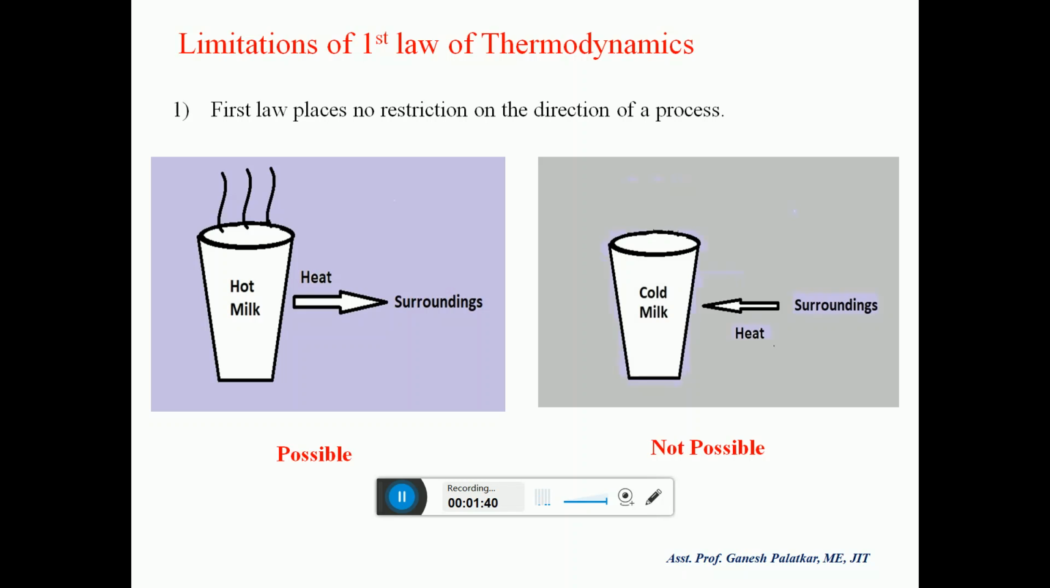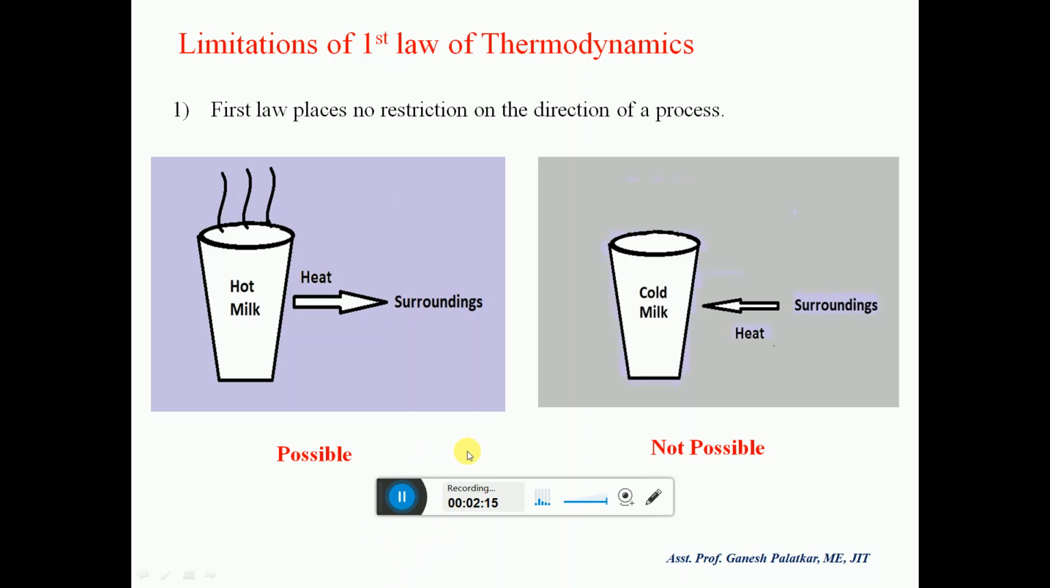Further, it is our experience that if a glass of hot milk is left in the room, it eventually cools off after a certain period. The amount of heat rejected by the milk is gained by the room air and the quantity of heat is balanced. Now, let us consider the reverse of the process, that is, getting the cold milk hotter as the result of heat transfer from the room air. But such a process is impossible in nature.